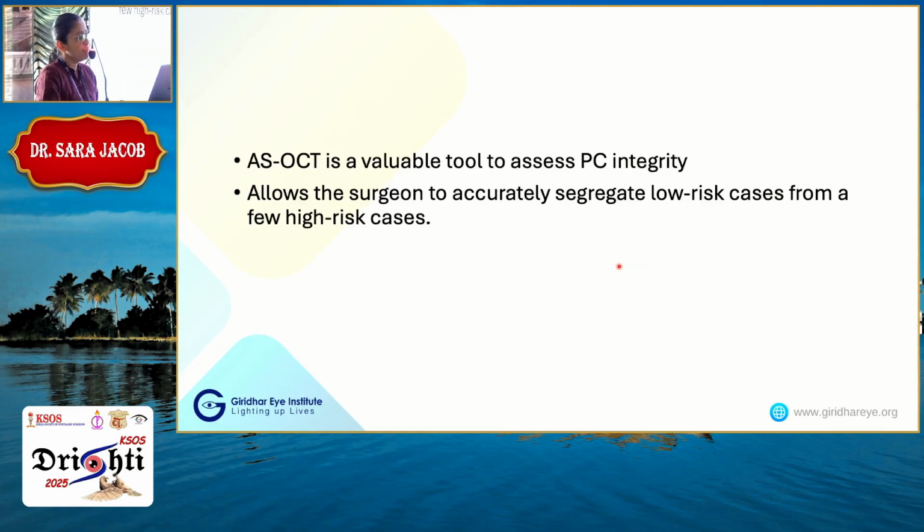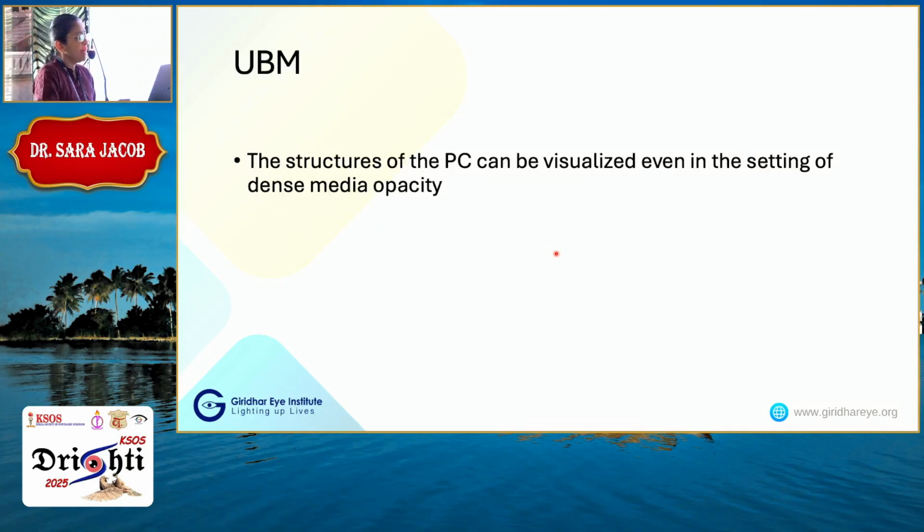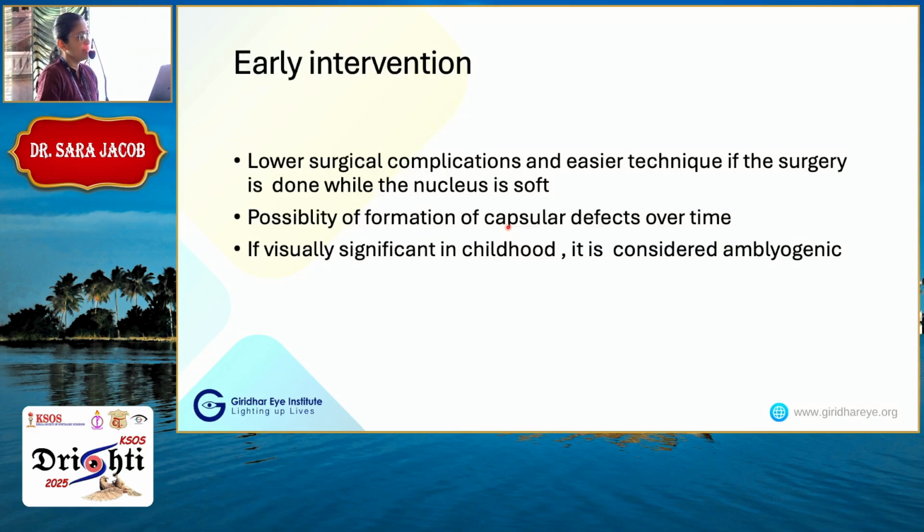ASOCT is a valuable tool to assess PC integrity. The importance is that we can segregate low-risk cases from the few high-risk cases. UBM, ultrasound biomicroscopy, has a role when there is a dense media opacity and the PC cannot be clearly visualized.